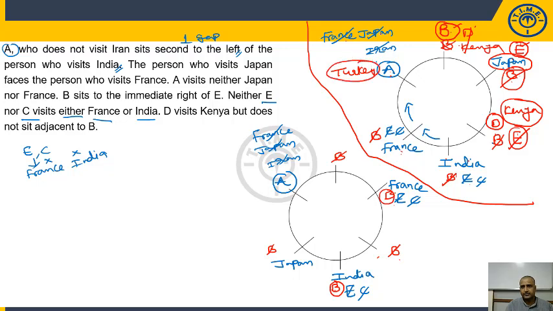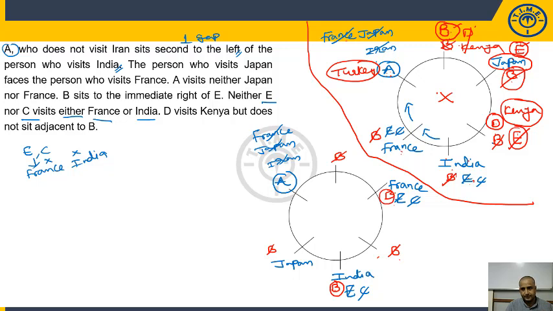Because France, Japan, Iran cannot be placed. Kenya and India are already there in the arrangement. So Turkey remains. Right. Now A, B, E, D, C cannot be in these two positions. So where can I take the C? A is already there, B is already there, E is there, D is there. So C has to be in one of these two. But C cannot be in these two. So this possibility is ruled out.